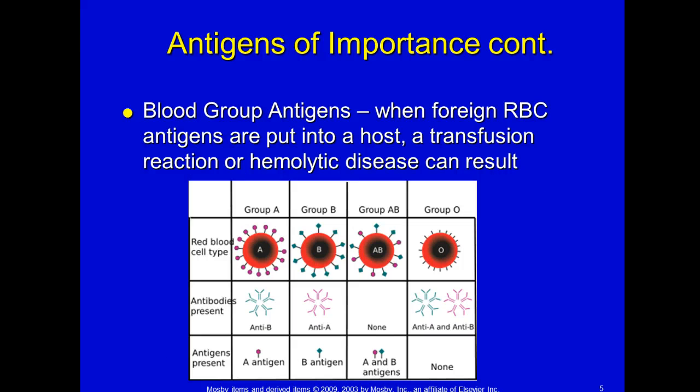Other antigens of importance are the blood group antigens. So are you type A, are you type B, or are you type O? You're going to have a whole entire class coming up on immunohematology to learn these things. But for example, if you're a group A person, you have all these A antigens on the outside of your cells. If you're type B, you've got B antigens on the outside of your cells. If you're AB, you've got A and B. And if you're group O, you have nothing on the outside.